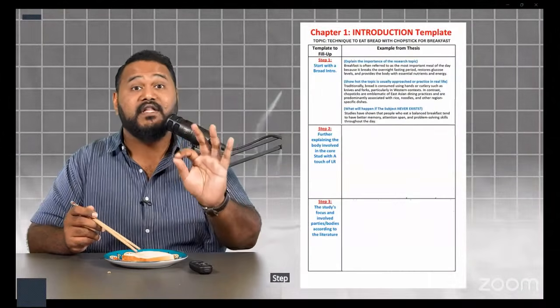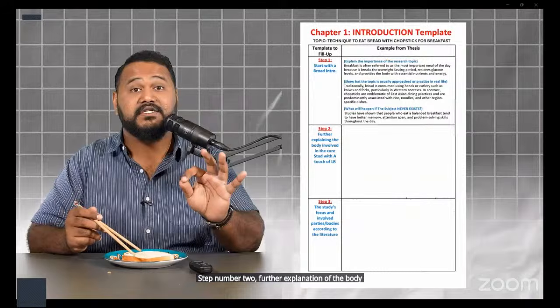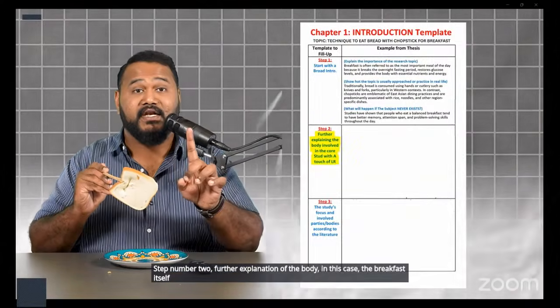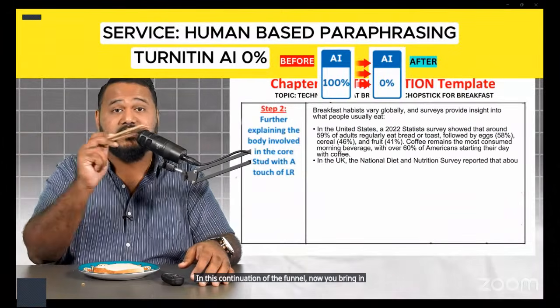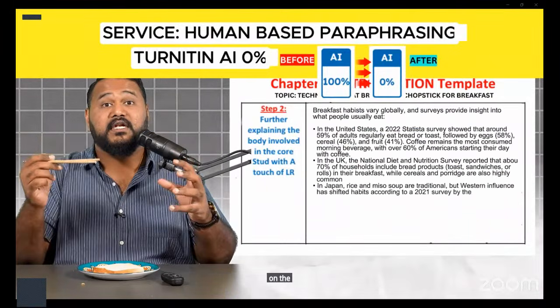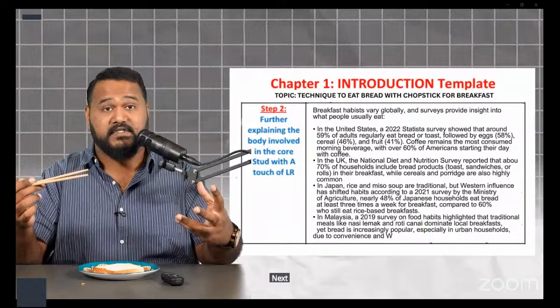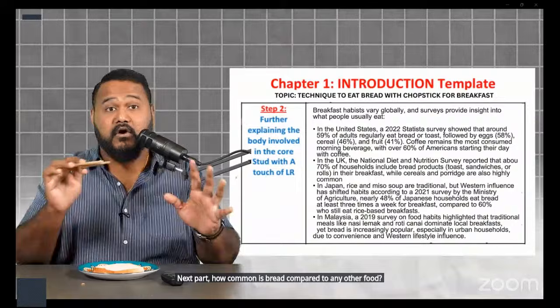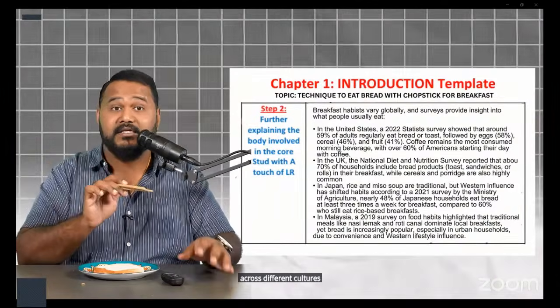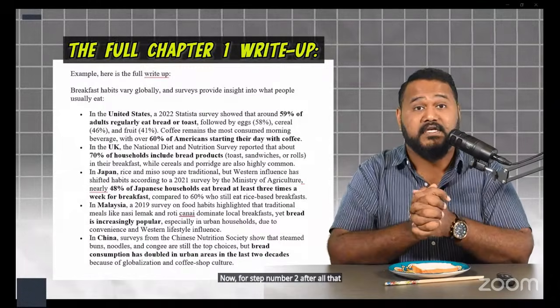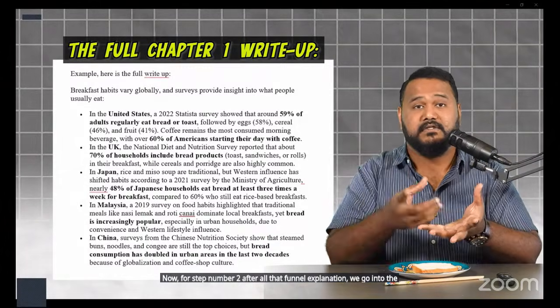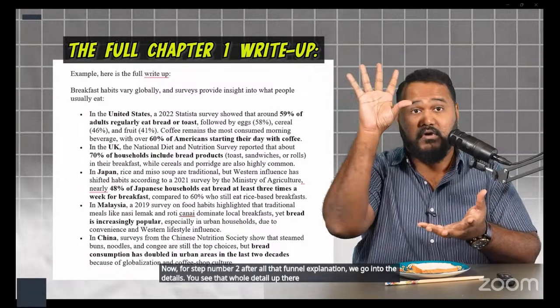Step number 2, further explanation of the body, in this case the breakfast itself, with literature review. In this continuation of the funnel, now you bring in statistics on the types of food for breakfast. Next part, how common is bread compared to any other food across different cultures and countries. Now, for step number 2, after all that funnel explanation, we go into the details. You see that whole detail up there, the whole write-up.